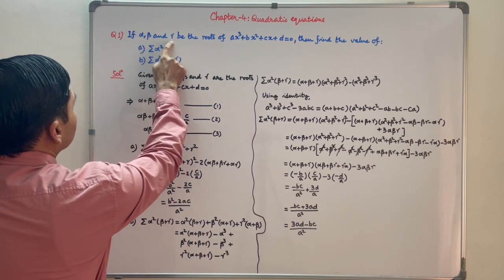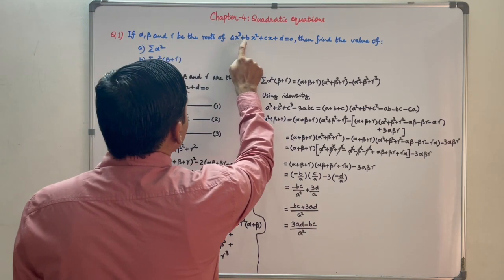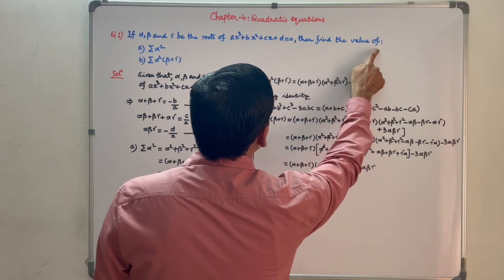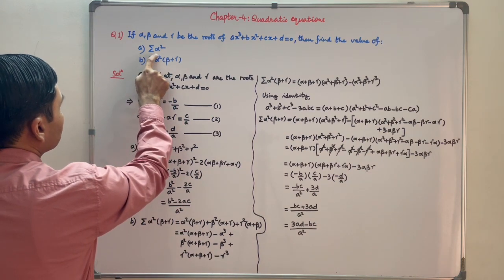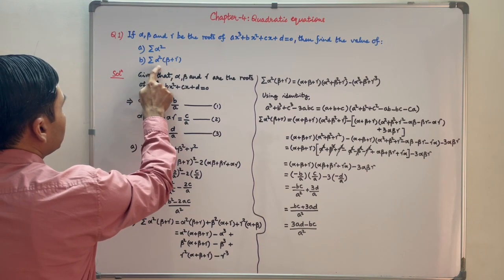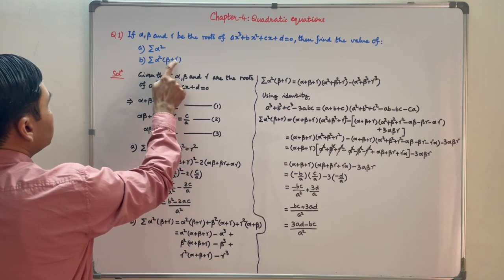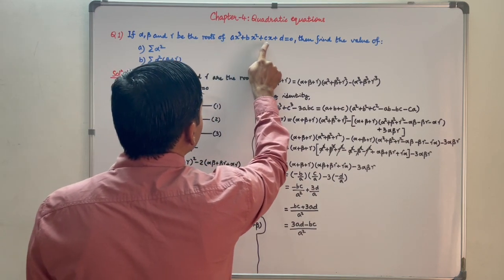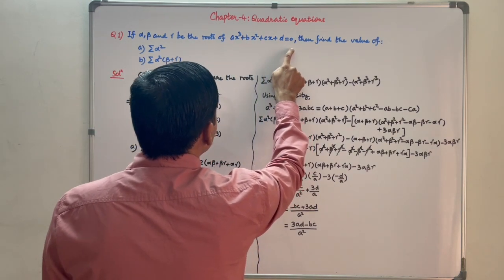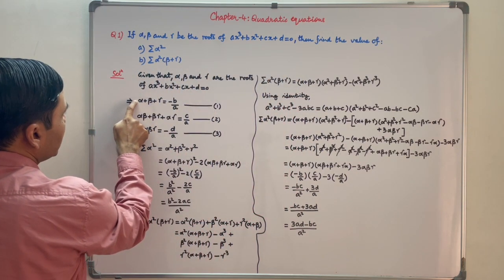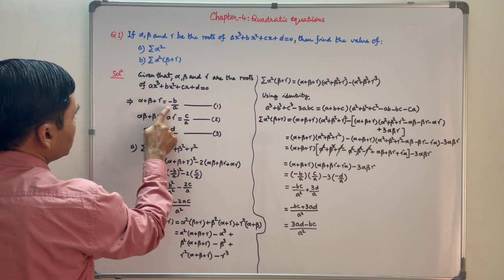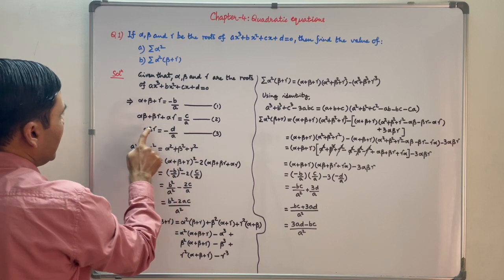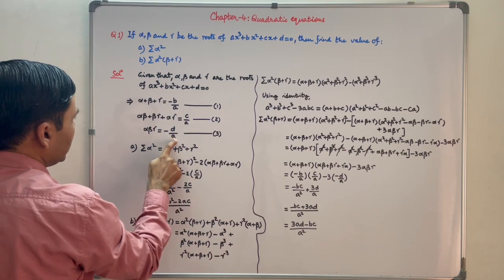if alpha, beta and gamma be the roots of ax cube plus bx square plus cx plus d is equal to 0, then find the value of part A summation alpha square and part B summation alpha square into beta plus gamma. It is given that alpha, beta and gamma are roots of ax cube plus bx square plus cx plus d is equal to 0. So from theory of equations, we can write that alpha plus beta plus gamma is equal to minus b by a, alpha beta plus beta gamma plus gamma alpha is equal to c by a, and alpha beta gamma is equal to minus d by a.